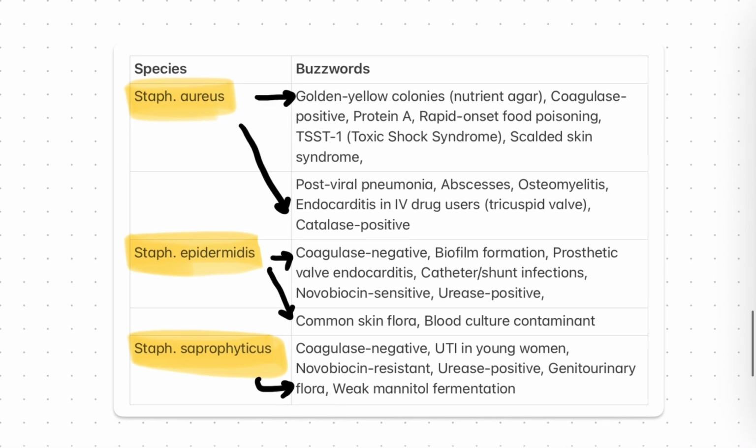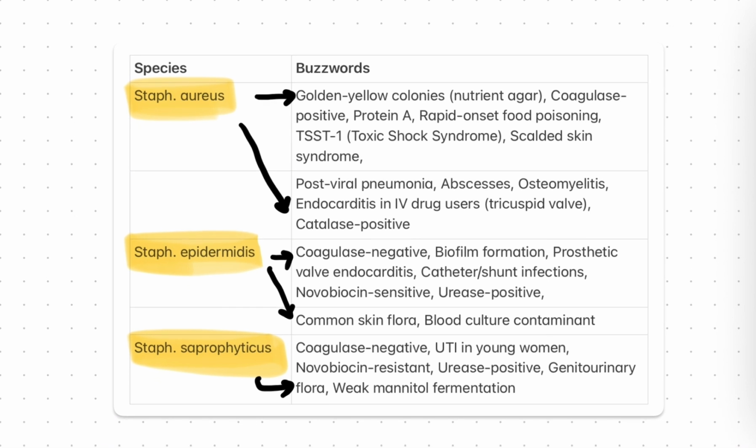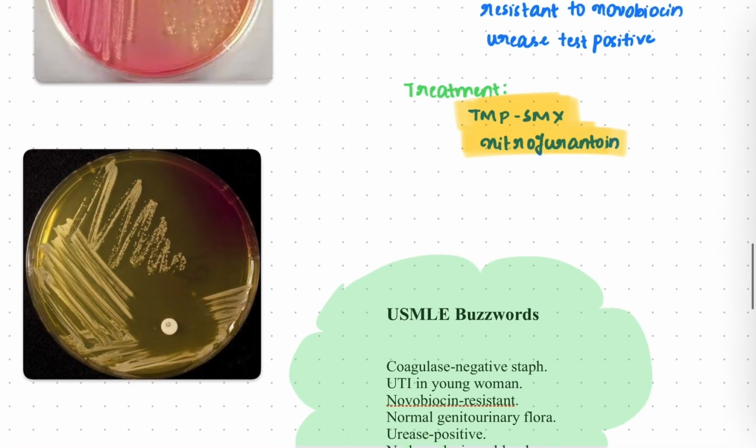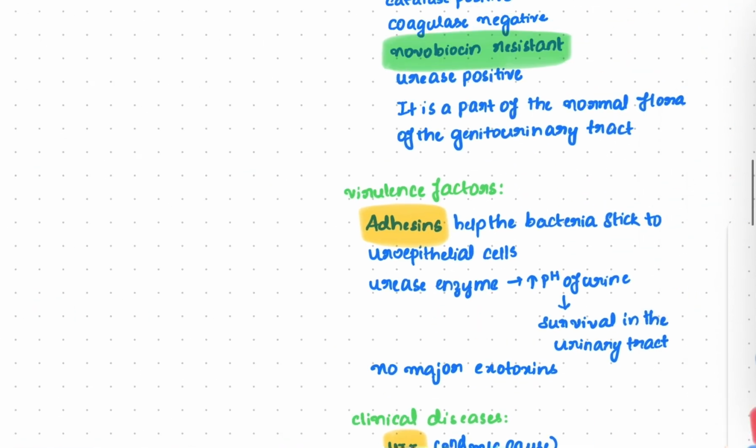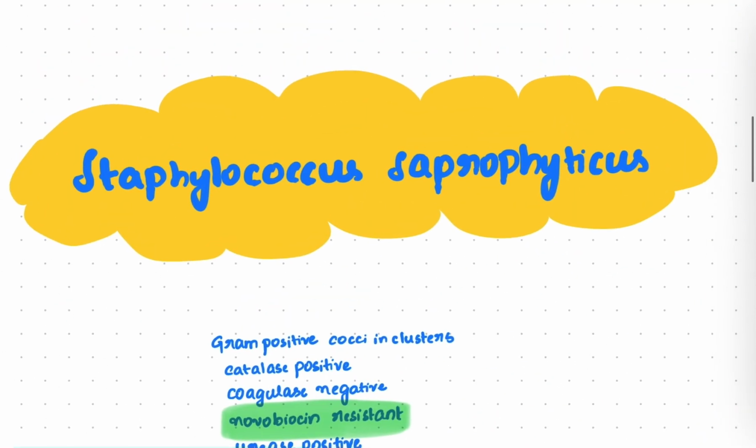For Staphylococcus saprophyticus, you should always look for coagulase negativity, UTI, that is urinary tract infection in young women, Novobiocin resistance, urease positive, a normal part of genitourinary flora, and weak mannitol fermentation. So these are the important points in all the Staphylococcus, and these are the important points in Staphylococcus saprophyticus.